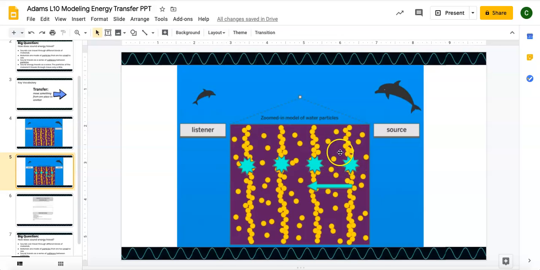In order for this energy to fully travel to the listener, the particles need to collide with one another in order for the energy transfer to happen. So when I think about energy transfer, I think about the particles colliding into one another. I think about the particles bumping into one another, right? I think about these particles playing tag with one another in order for sound to get to my ear, in order for sound to get to the calf's ear.